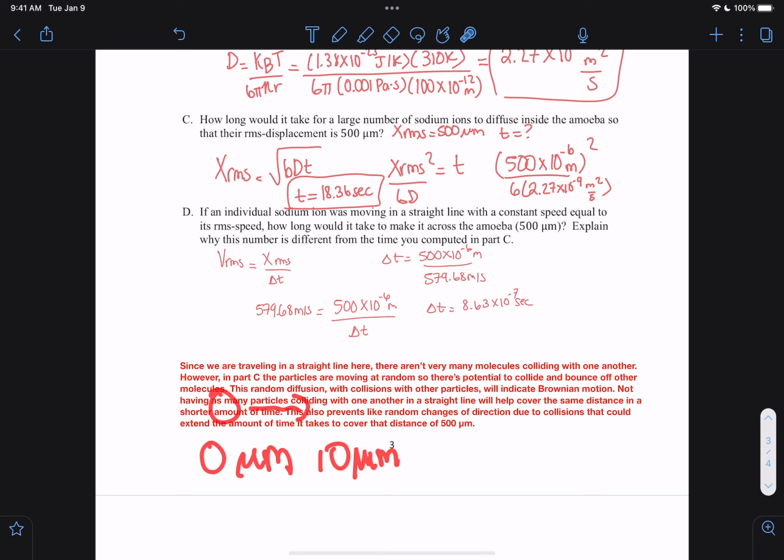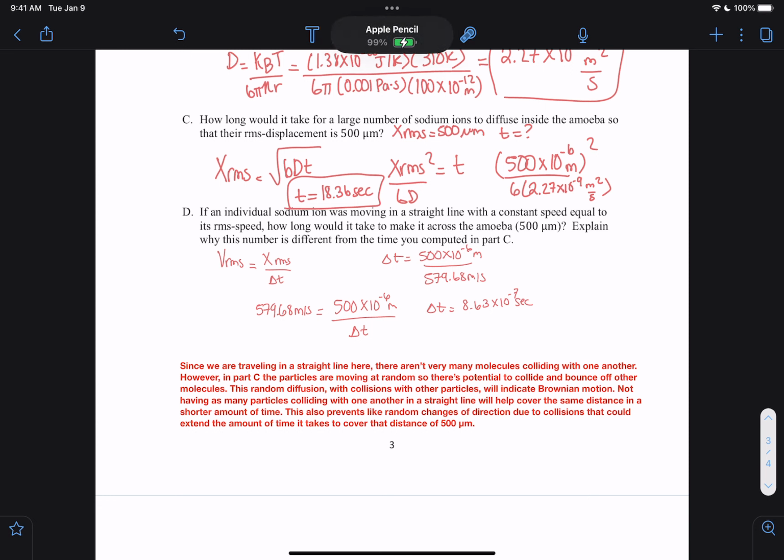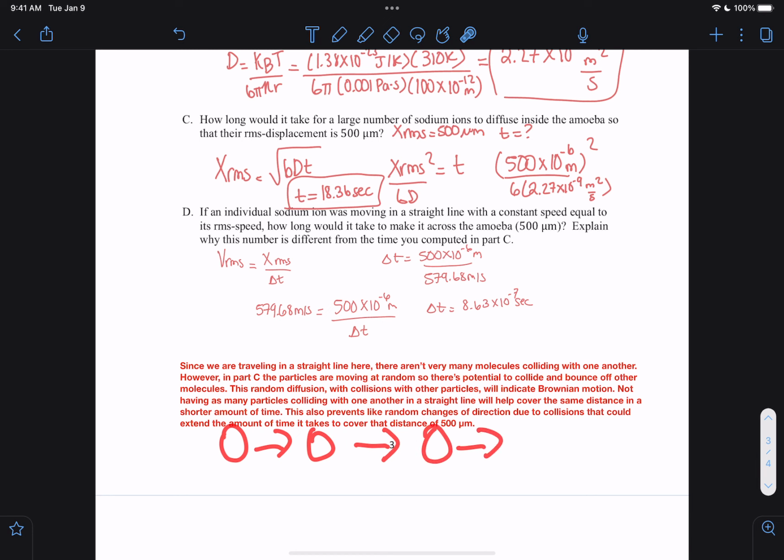you collided with another particle, right? And it sends you flying backwards, even past that original point that you were at, maybe at negative 10 micrometers. Well, then now you have to start back from negative 10 and then move onwards, and then maybe you collide somewhere here at like 200 micrometers, and that sends you back a little bit more. So those random changes of direction, those collisions, will extend the amount of time it takes to cover that 500 micrometers. Otherwise, if everyone's moving in a single file line, with a lack of collisions, then it helps cover that in a very, very short amount of time.